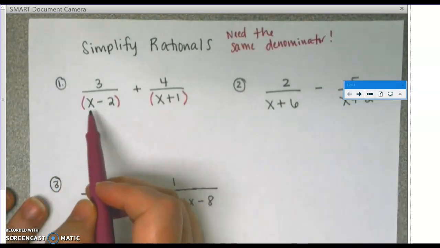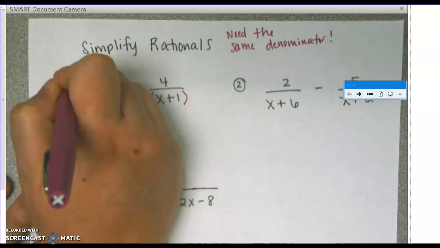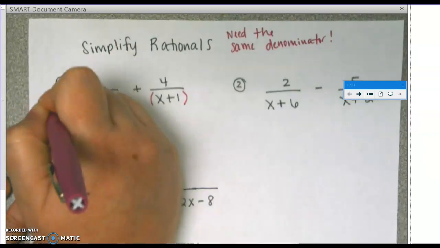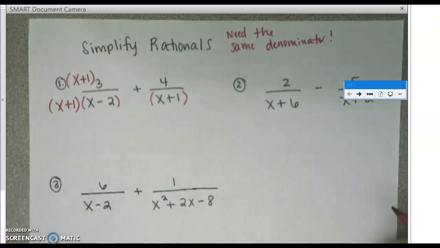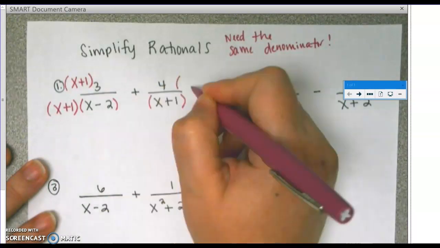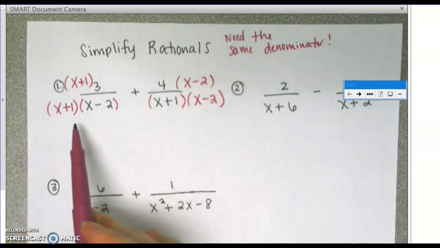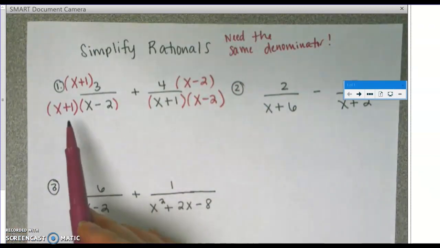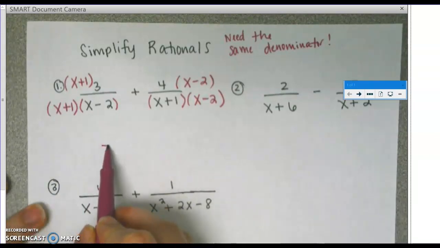So if this one was x minus 2, this one is x plus 1. In order for them to be the same, I'm going to have to multiply the numerator and the denominator by x plus 1. Whenever you're working with fractions, you have to make sure whatever you do to the denominator, you do to the numerator to keep the value the same. On this side, I'm going to have to multiply by the other one. So now you can tell my denominators are the same because they both have x plus 1 times x minus 2. So that is my common denominator.